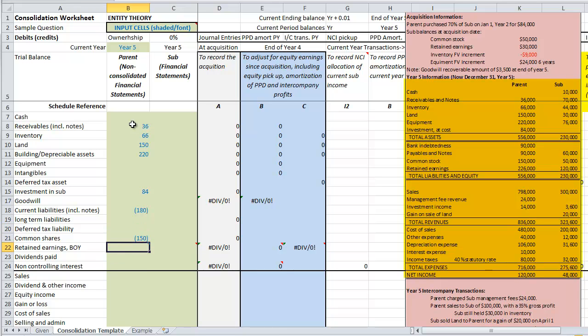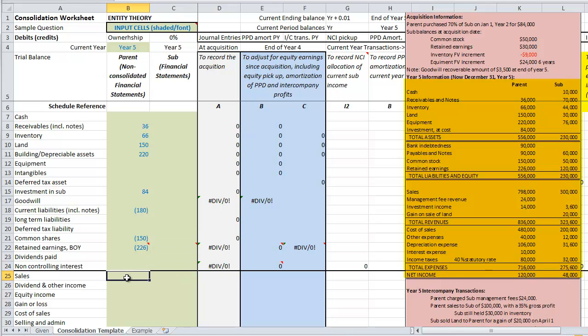Same with our $150,000 of common shares. And our retained earnings balance at the end of the year was $226,000. We'll have to come back and adjust this to figure out what it should have been at the beginning of the year. Again, I draw your attention to the comments that will guide you in preparing the template.